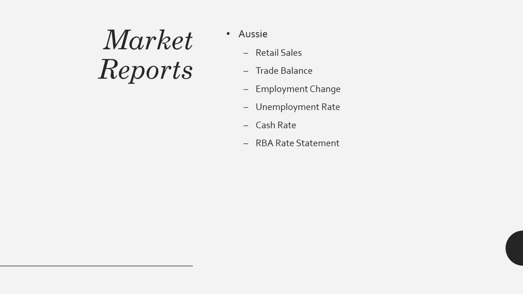Now, one of the things I really love about the binaries with currencies is you can trade market reports. Because remember, you limit your risk on entry when you're trading a binary. You don't have to worry about stops. You pay your risk on entry. Okay? So on the Aussie, you have retail sales, trade balance, employment change, unemployment rate, and the cash rate, as well as the RBA rate statement. You can trade any of these using the binaries because, again, you limit your risk on entry.